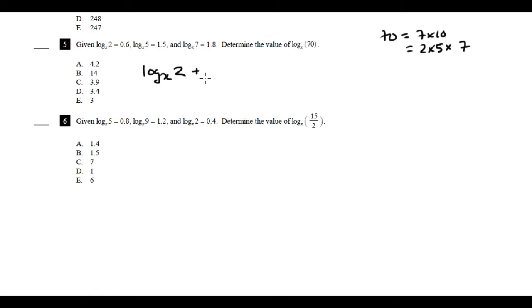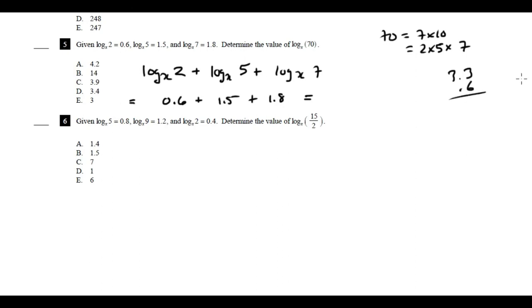So log base x of 2 plus log base x of 5 plus log base x of 7, and hopefully we have all 3 logs above, and we do. So the log of 70, of the product of those 3 factors, is going to be the sum of these 3 logs, and it'll be 0.6 plus 1.5 plus 1.8. And again, you can use your calc here, but this isn't too bad. That's 3.3, adding the last 2 together, and another 0.6, so 3.9, which means the correct answer is C.